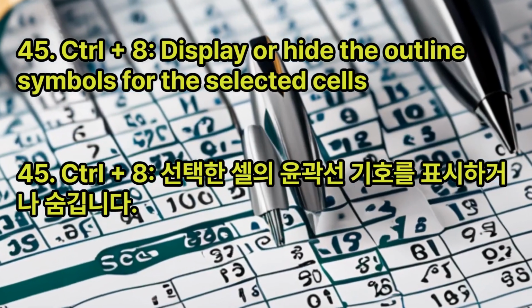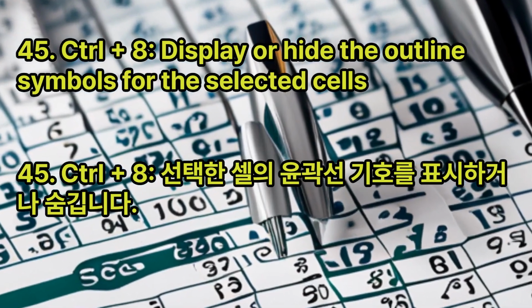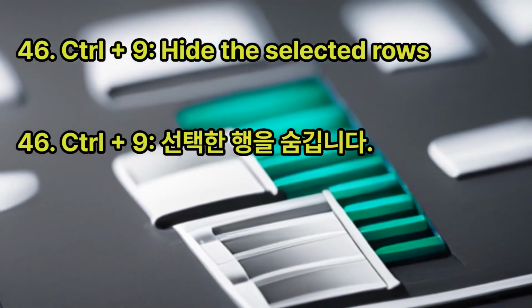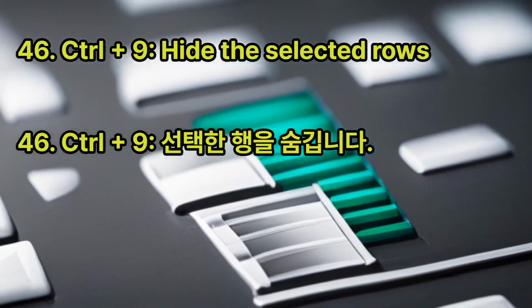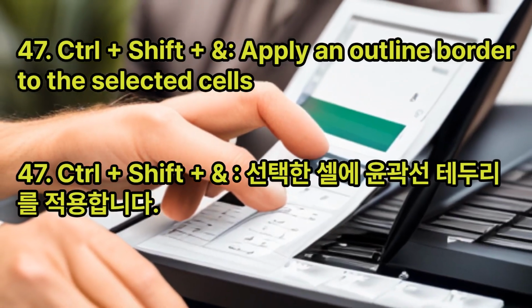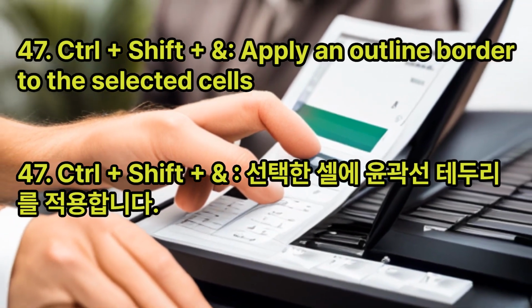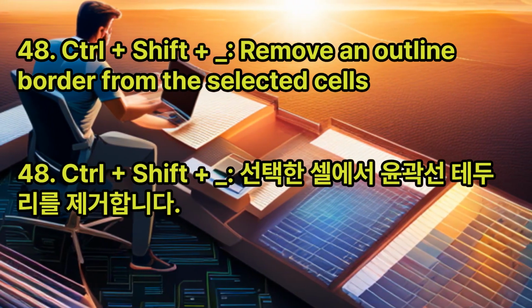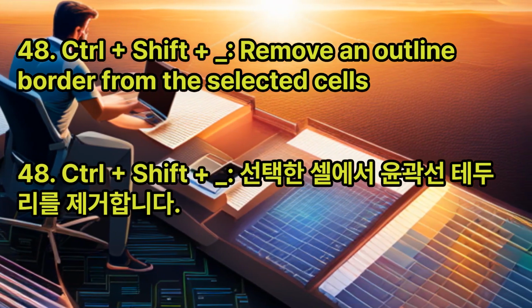45. Control-8 display or hide the outline symbols for the selected cells. 46. Control-9 hide the selected rows. 47. Control-Shift and apply an outline border to the selected cells. 48. Control-Shift remove an outline border from the selected cells.